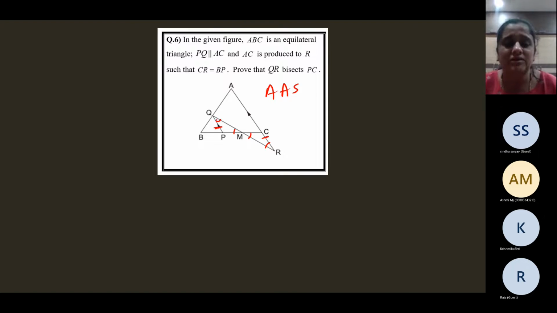See, you all understand that this angle is equal to this angle. Alternate interior angles are equal, parallel line, transversal. And then vertically opposite angles are equal. And then we got this information: QP is equal to CR. QP of this triangle is equal to CR of this triangle. We have taken these two small triangles, this one and this one. So by the AAS congruence rule, the two triangles are congruent. By CPCT, we have PM is equal to CM, PM of this triangle is equal to CM of this triangle, which means QR bisects PC. That's what is here, children.